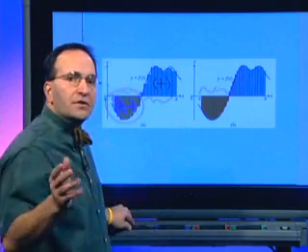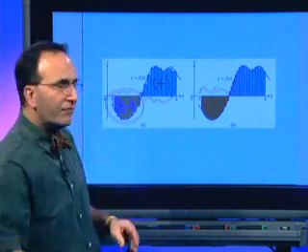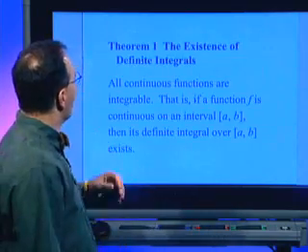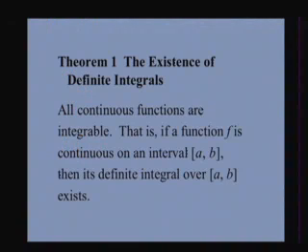Another conclusion to make about a continuous function is made in the following theorem. So let's take a look. The existence of a definite integral: all continuous functions are integrable. That is, if a function f is continuous on the closed interval a comma b, then its definite integral over a comma b exists.